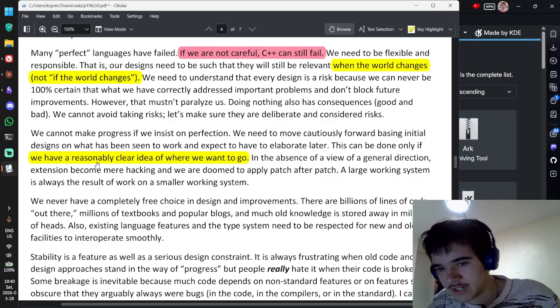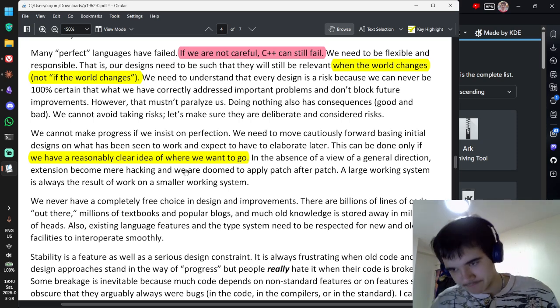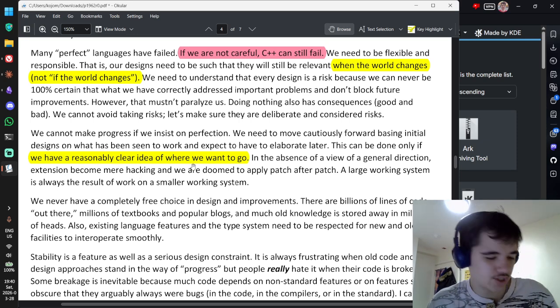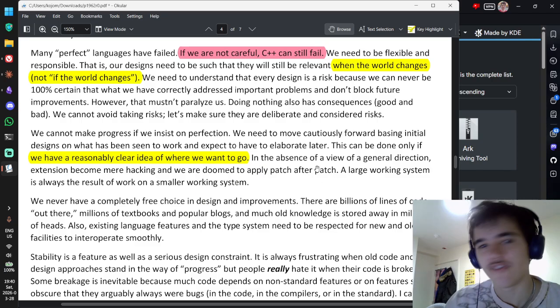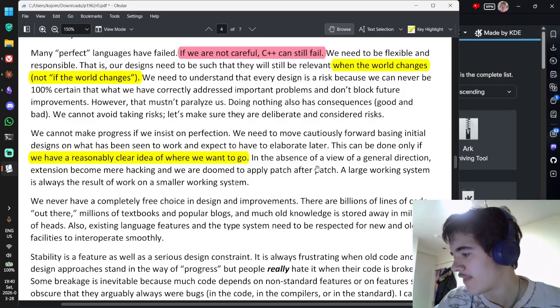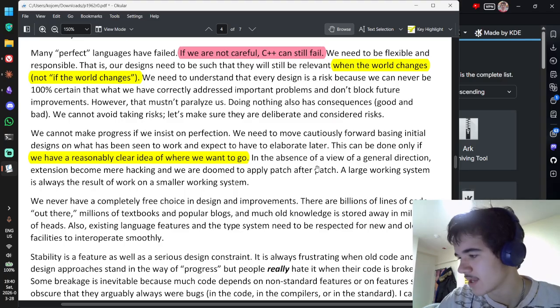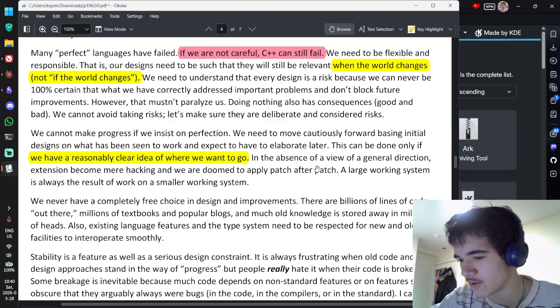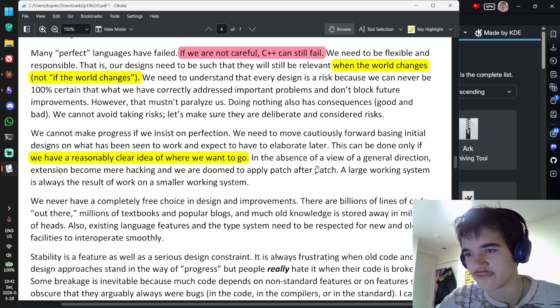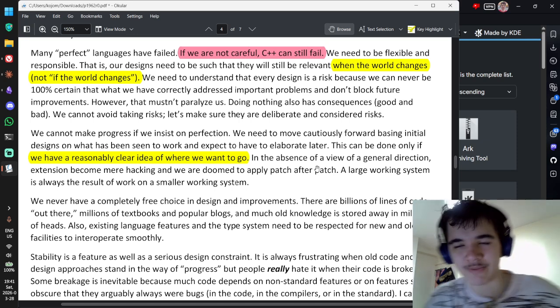In the absence of a view of a general direction, extension becomes mere hacking, and we are doomed to apply patch after patch. A large working system is always a result of work on a smaller working system. Actually, that's why I really struggle with bug fixing. Sometimes I find that I am just patching bugs as opposed to addressing a genuine flaw in my system, which is probably why I haven't completed many applications, because I find bugs and then these bugs just expose inconsistencies in how I model my code.